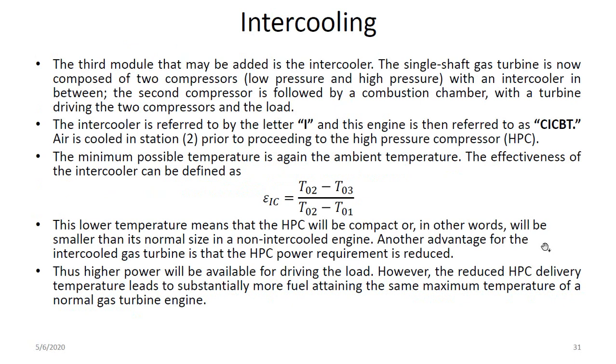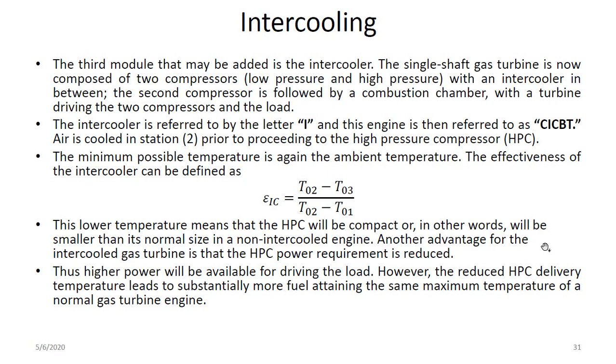All right. So the third part I was talking about was the intercooling. So we've looked at regeneration, reheat. Now let's look at intercooling. A third module that may be added is the intercooler. So here we've got a single shaft that is composed of two compressors, low pressure and high pressure, with an intercooler in between. Then the second compressor is followed by a combustion chamber with a turbine driving the two compressors and the load. And the subscript for intercooler is I.